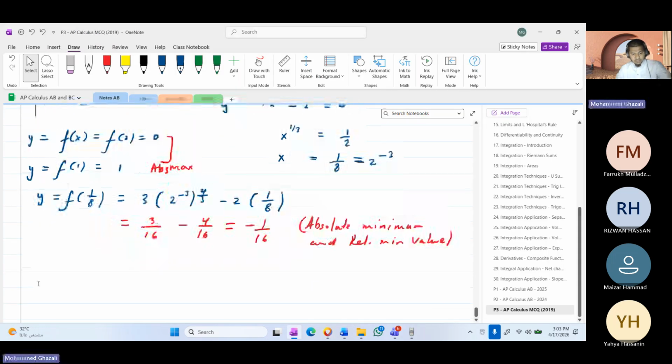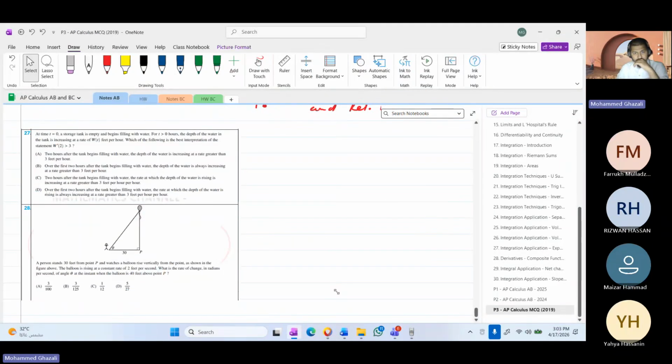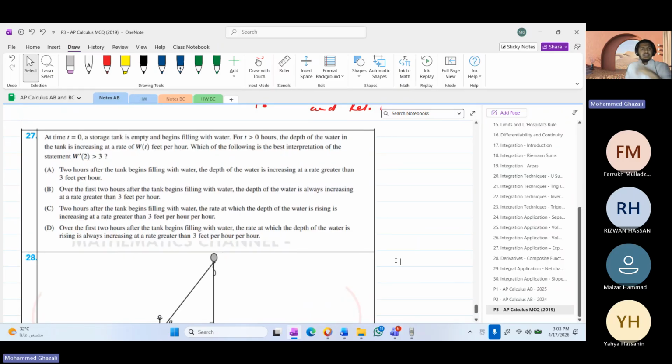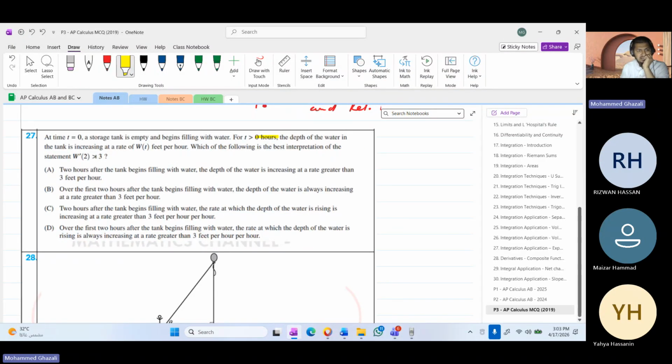All right, guys, let's check the next one. All right, so at time t equals 0, a storage tank is empty and begins filling water for t greater than 0 hours. So time is in hours. The depth of the water in the tank is increasing at a rate of W(t) feet per hour.